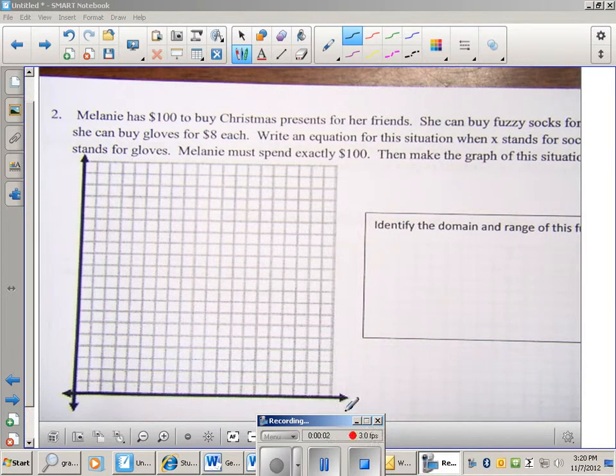All right, ladies and gentlemen, I'm going to walk you through number 2 from our packet today. I know we did this in class, but I just thought I'd highlight a couple of things so that you can apply those to your homework problems.